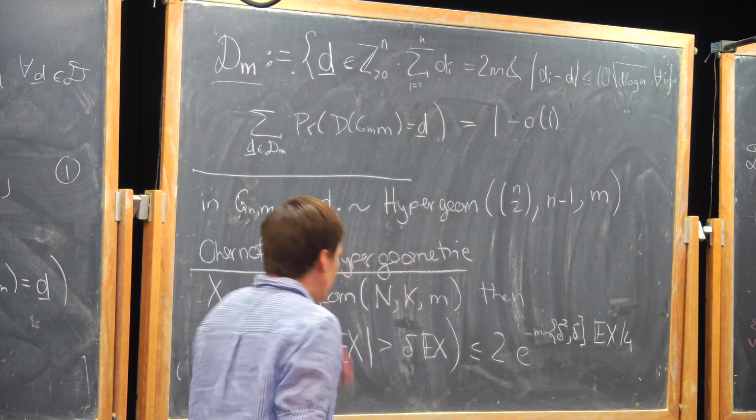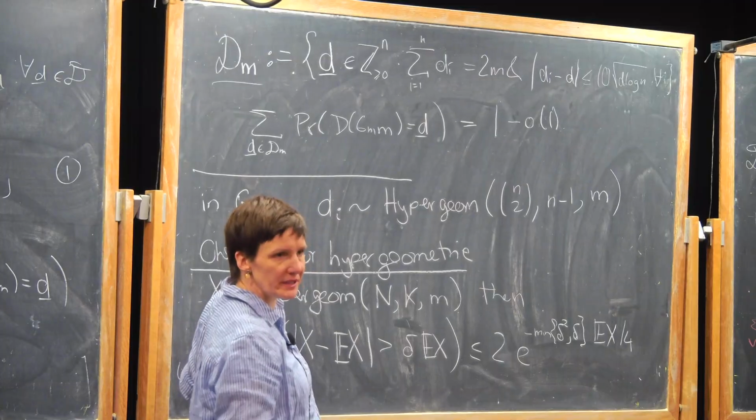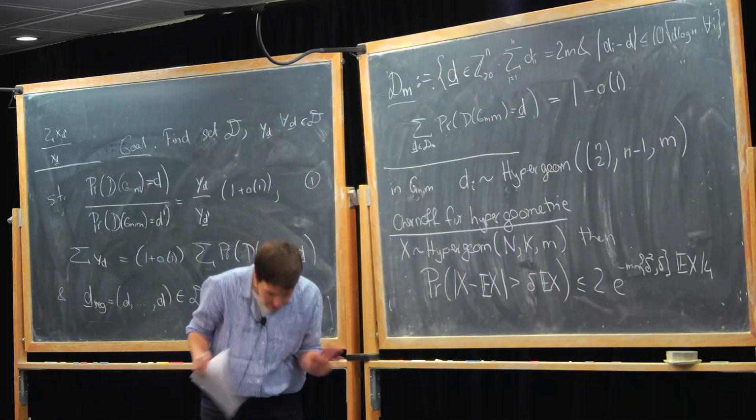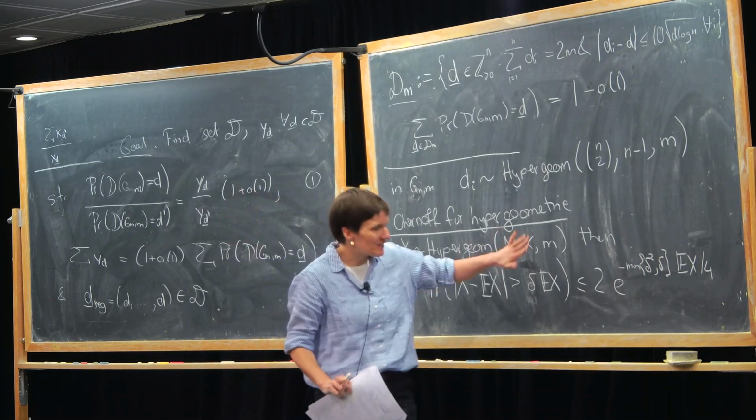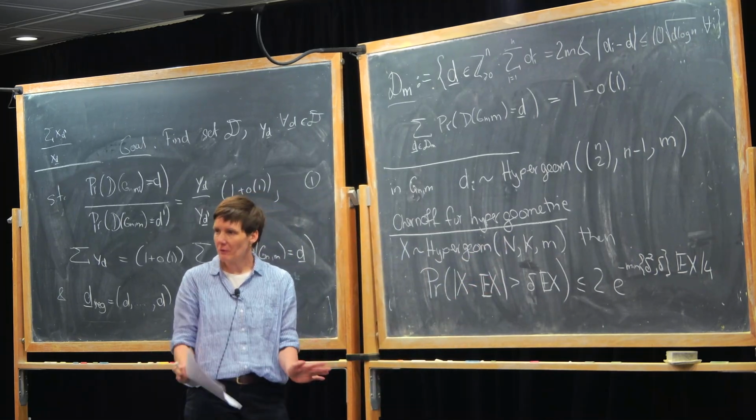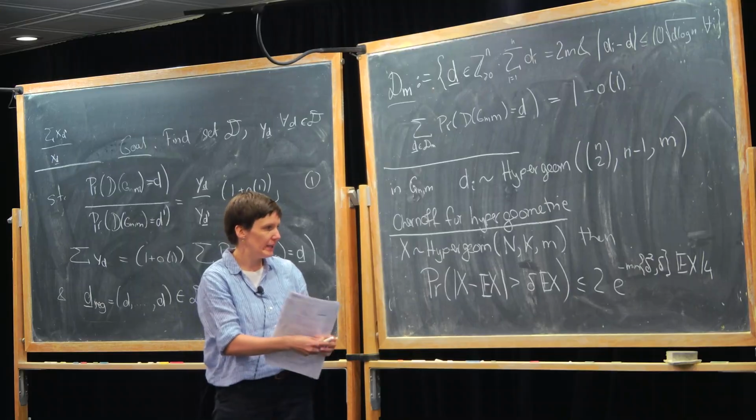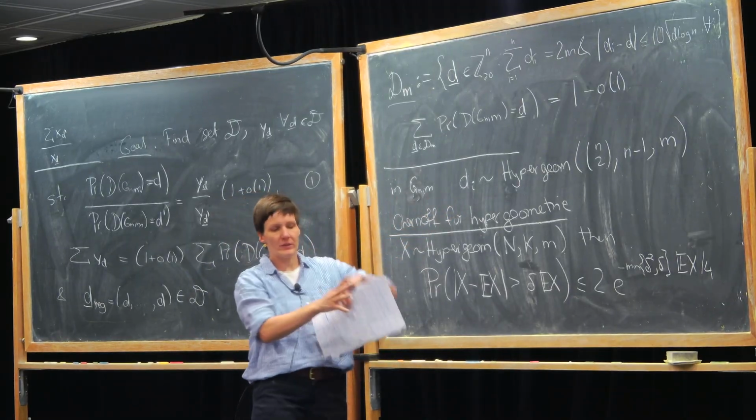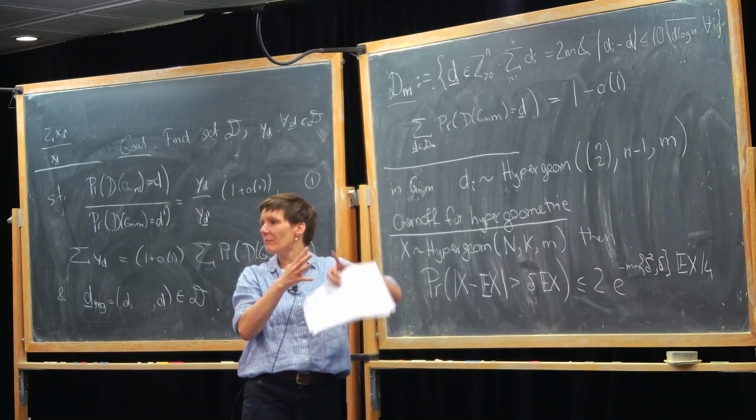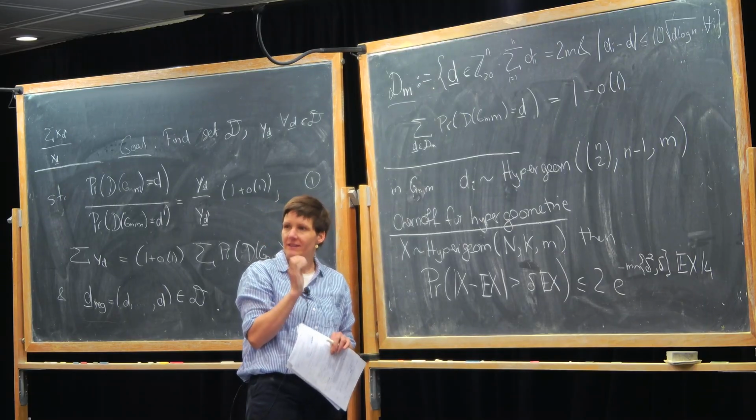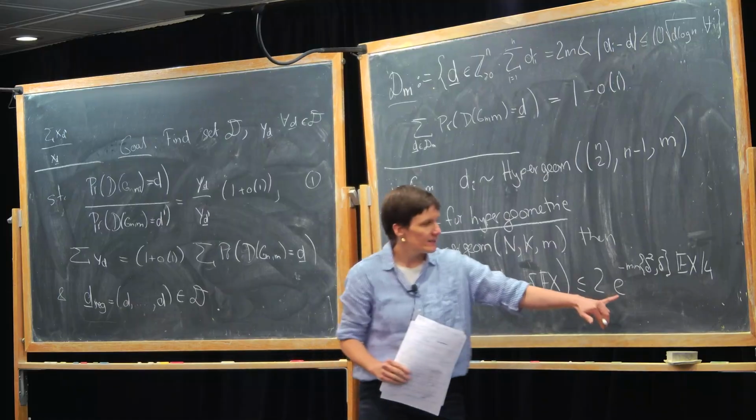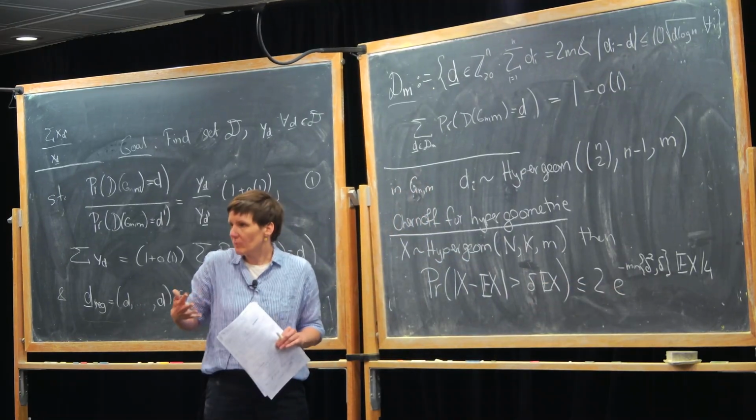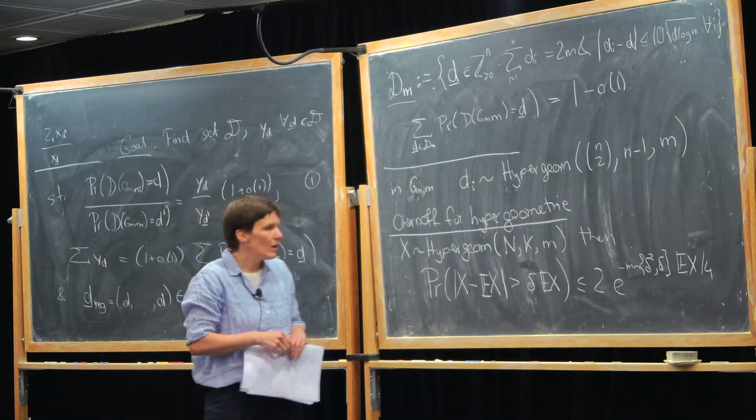Okay, so why would you believe me that something like this is true? Well, the hypergeometric, under some conditions, isn't too far from binomial. Like in G(n,p), the degree of a vertex is just binomial with parameters n minus 1 and p. The probability that it deviates from the expectation by much is exponentially small. And for the hypergeometric, we would expect something similar to be true.